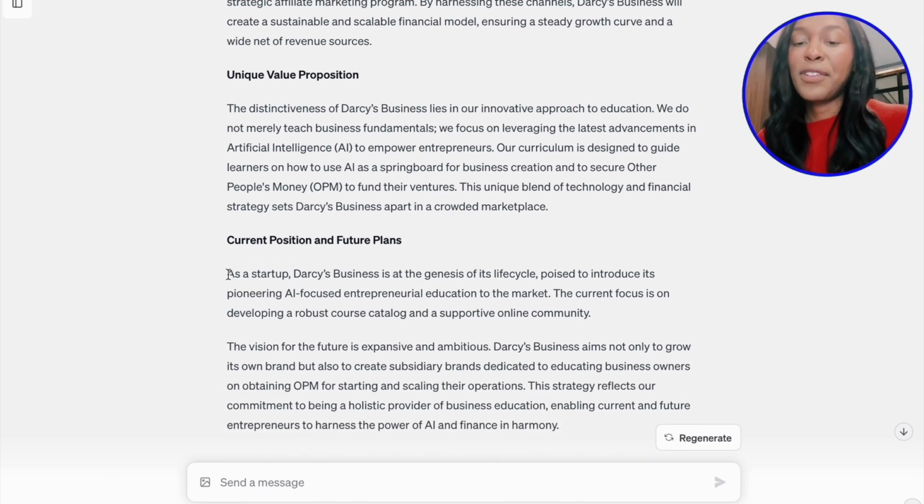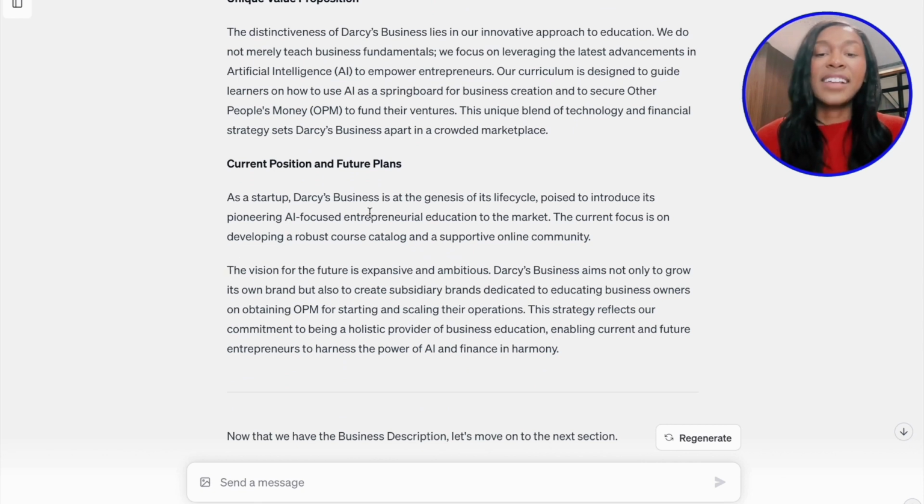And then lastly, for the current position and future plans, as a startup, Darcy's business is the genesis of its life cycle, poised to introduce its pioneering AI-focused entrepreneurial education to the market. The current focus is on developing a robust course catalog and a supportive online community. The vision for the future is expansive and ambitious.